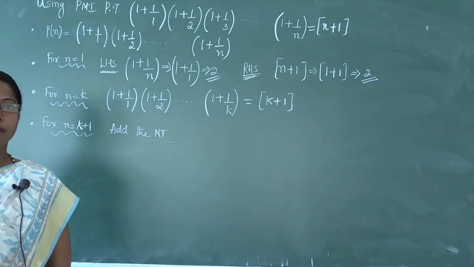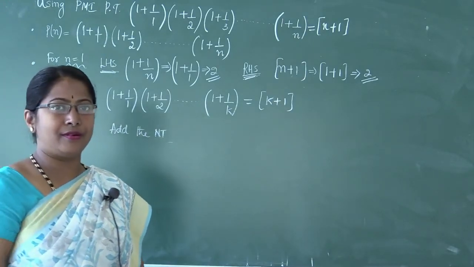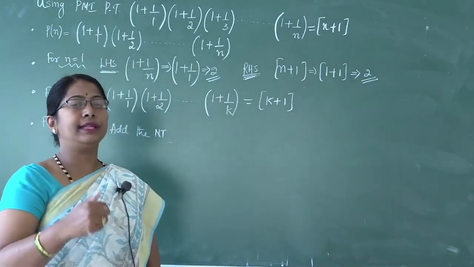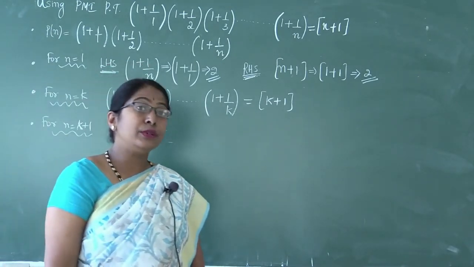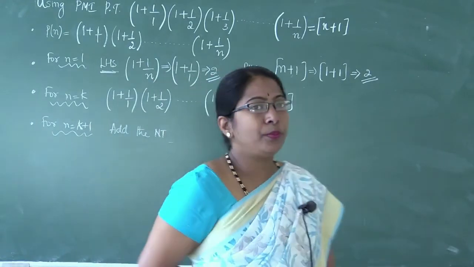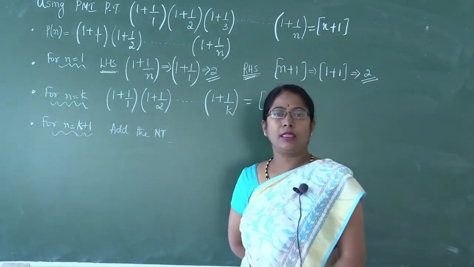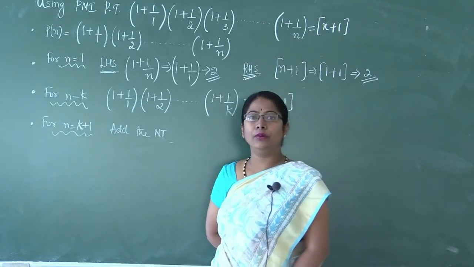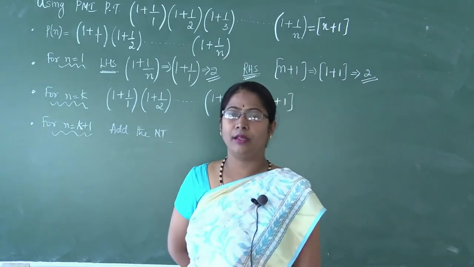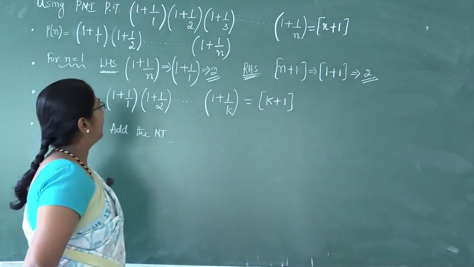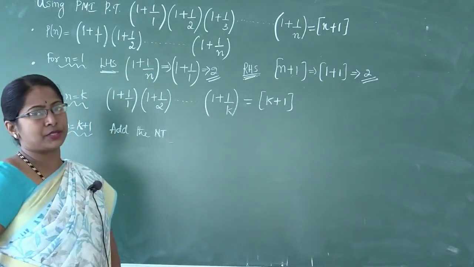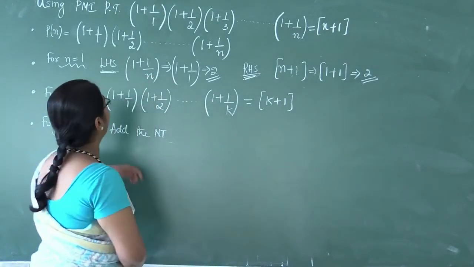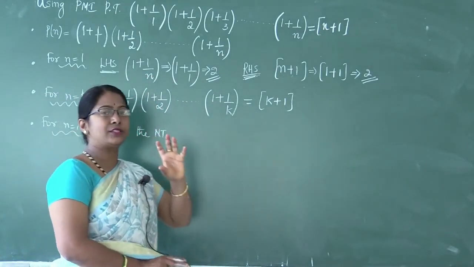Therefore, the given statement is true for n equal to k. Moving on to the next step. Using step number 3, we are supposed to prove that the given statement is true for n equal to k plus 1. Now, when you observe the previous question, after each term, which operation did we have? We had an addition operation.